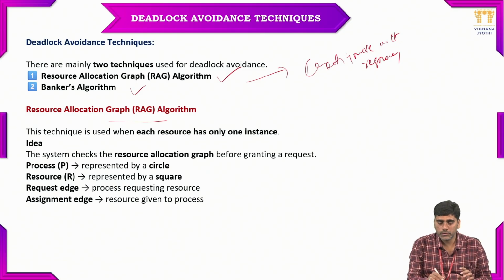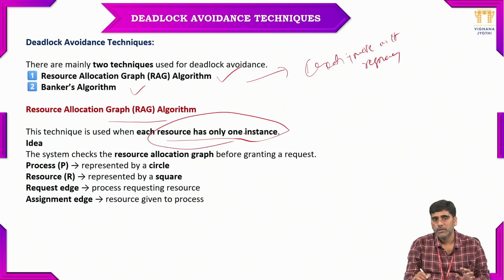This technique is used when each resource has only one instance. This algorithm works only when each resource has only one instance. If the resources have multiple instances, this algorithm will not work. For that we can use Banker's algorithm. This system checks the resource allocation graph before granting a request.